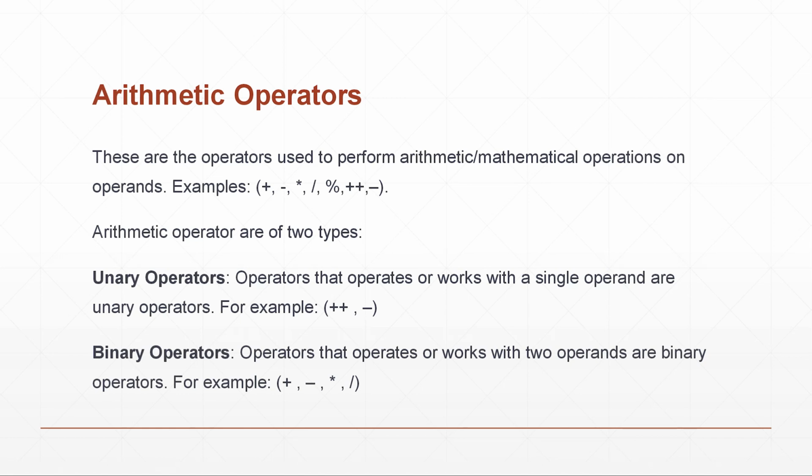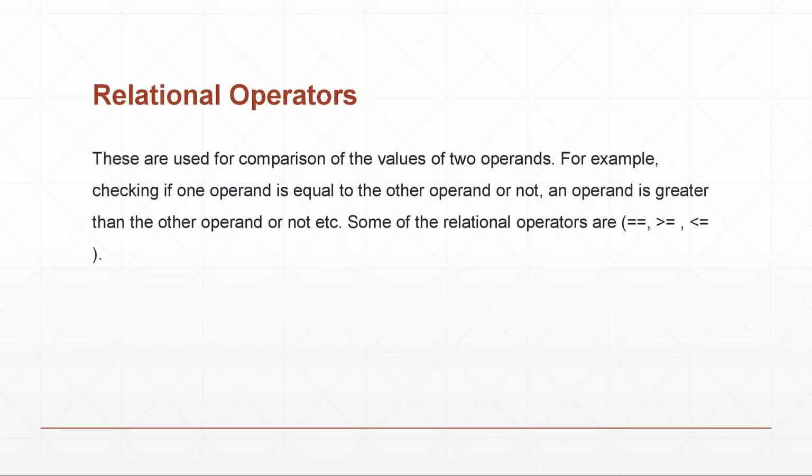Binary operators. Operators that operate or work with two operands are binary operators. For example, addition, subtraction, multiplication, and division. Next, we have relational operators. These are used for comparison of the values of two operands. For example, checking if one operand is equal to the other operand or not, an operand is greater than the other operand or not, etc. Some of the relational operators are equal to, greater than or equal to, and lesser than or equal to.